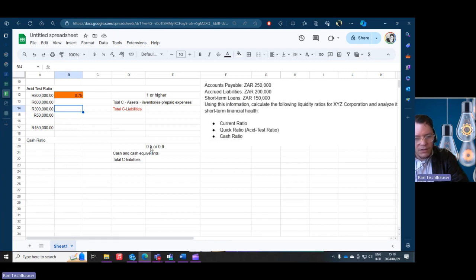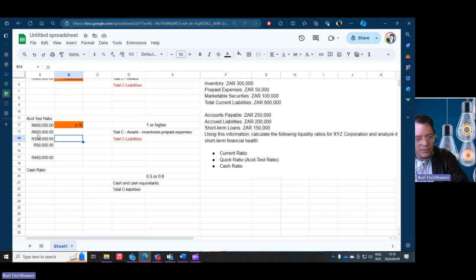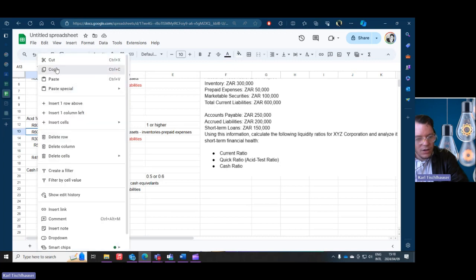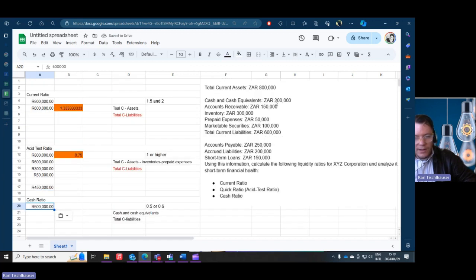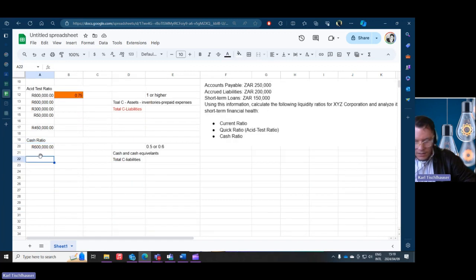Now let's do the cash ratio. We're looking for a result of 0.5 or 0.6. What you do is take cash and cash equivalents and divide it by liabilities. We know what liabilities are already, so I'm just going to copy it here for convenience. Then we look for cash and cash equivalents, which is 200,000. I'll put that here for my inputs. Then I'll say equals the 200,000, because that's cash and cash equivalents, divide that by the 600,000, and press enter.